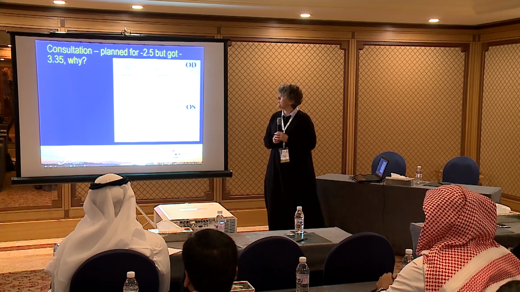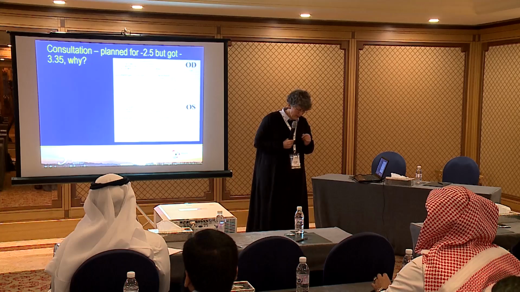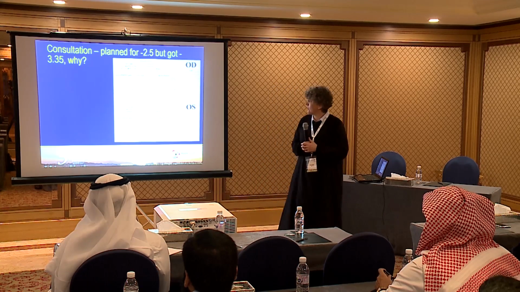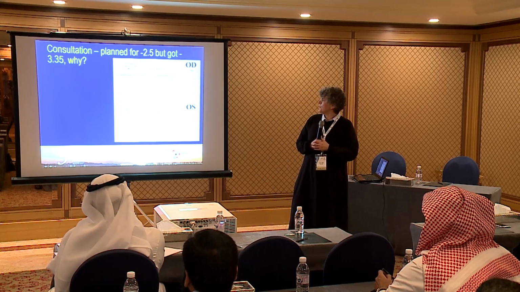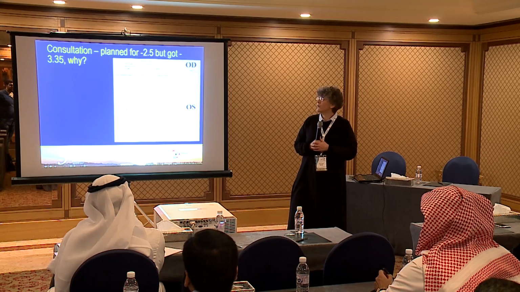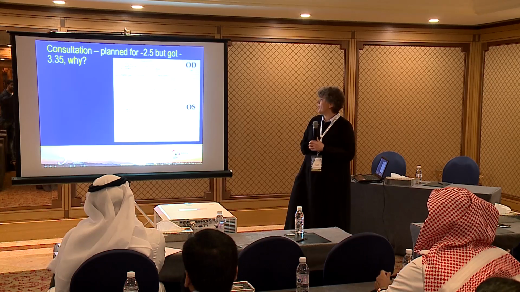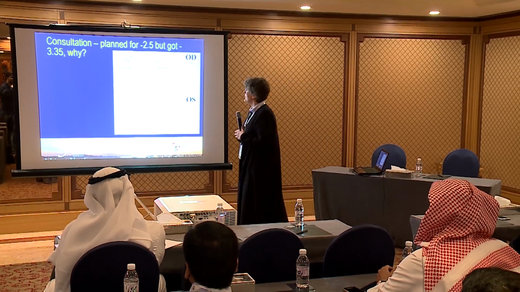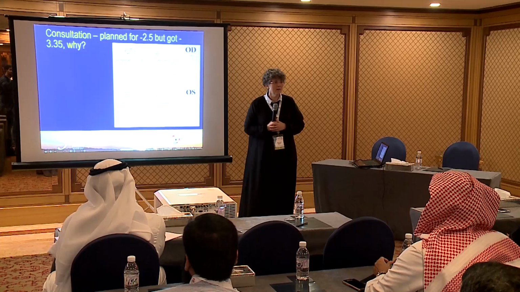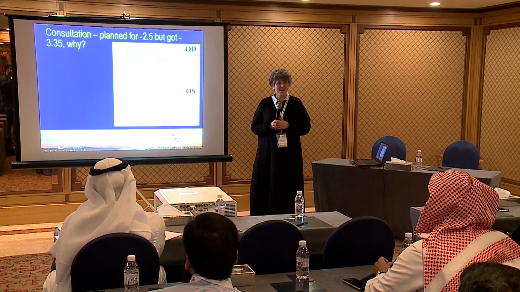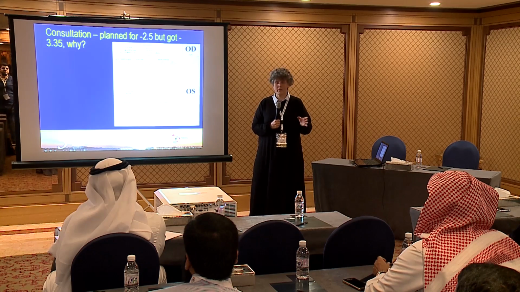Now, this patient was referred to me, very strange. He got a result that was not called for. They wanted to put in a lens to get him to -2.5, and he got a 3.35. Now, why did this happen? Anyone wants to have a go at this? They put in a power, yes?